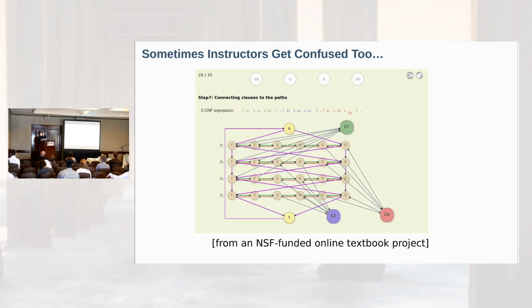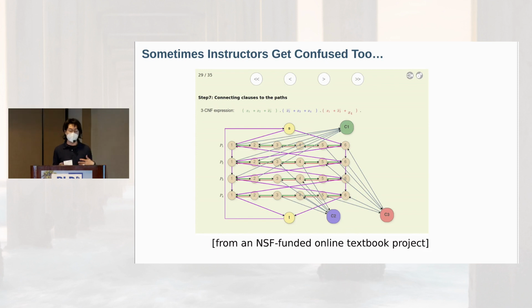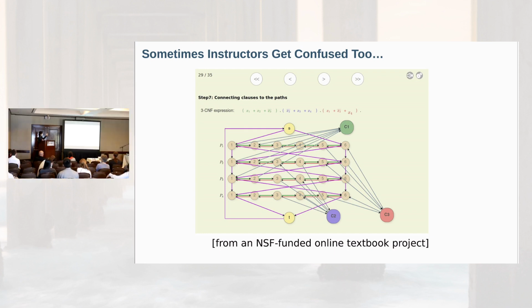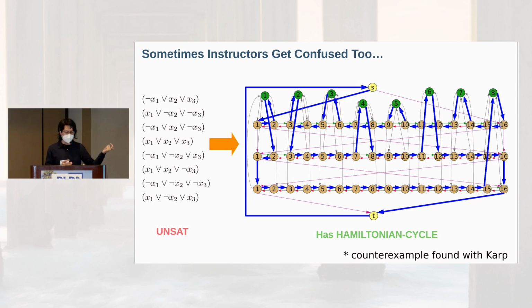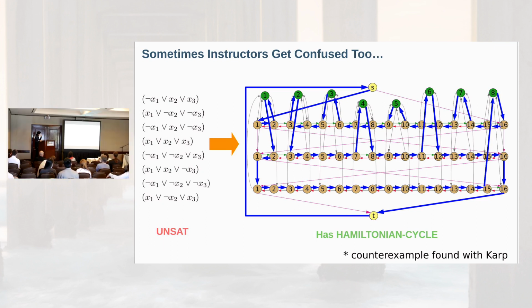I'm not exaggerating. This is actually a screenshot taken from an online algorithm textbook that's trying to visualize the reduction from 3-SAT to Hamiltonian cycle. It's 100% okay if you forget what exactly the Hamiltonian cycle is. But probably you can see from the picture that the structure is really involved and complicated. You're not alone. Unfortunately, it turns out the instructor creating this visualization was also confused by the complex structure of this reduction. And there is actually a counterexample for this reduction.